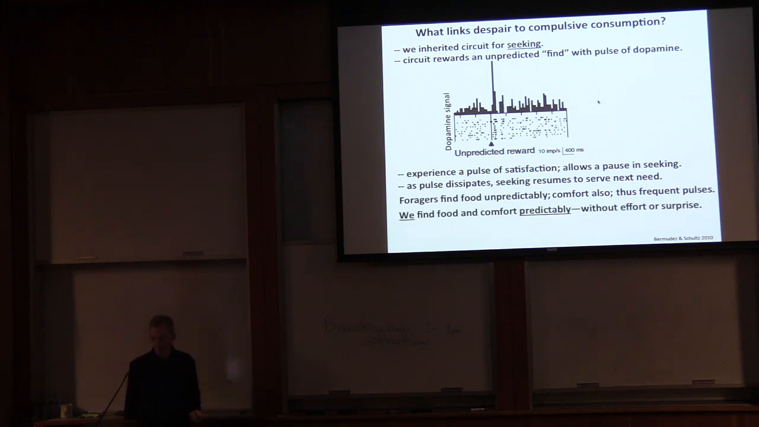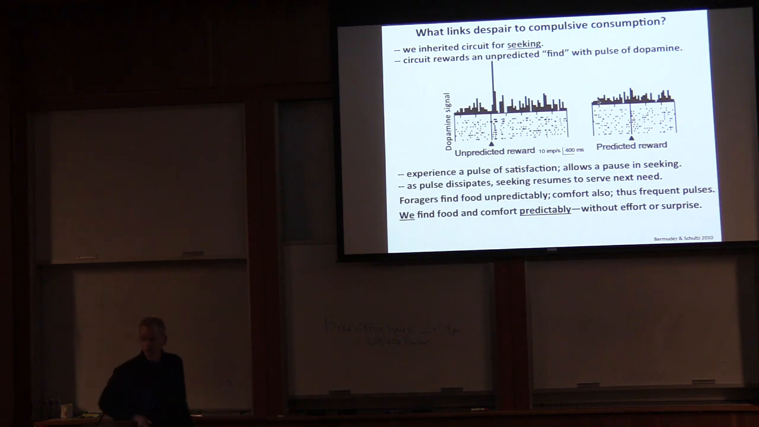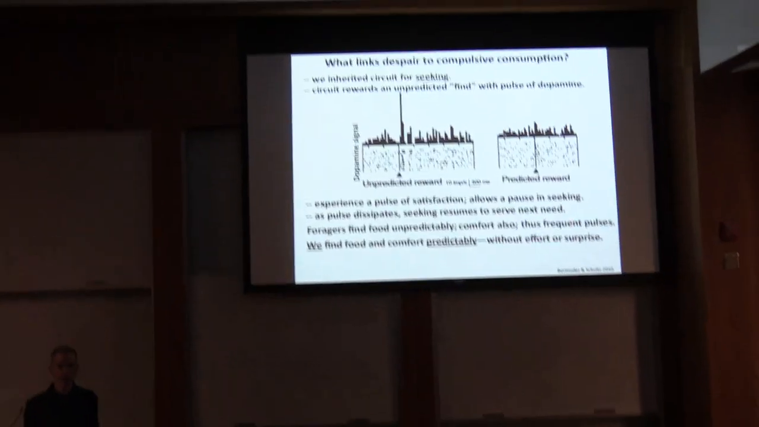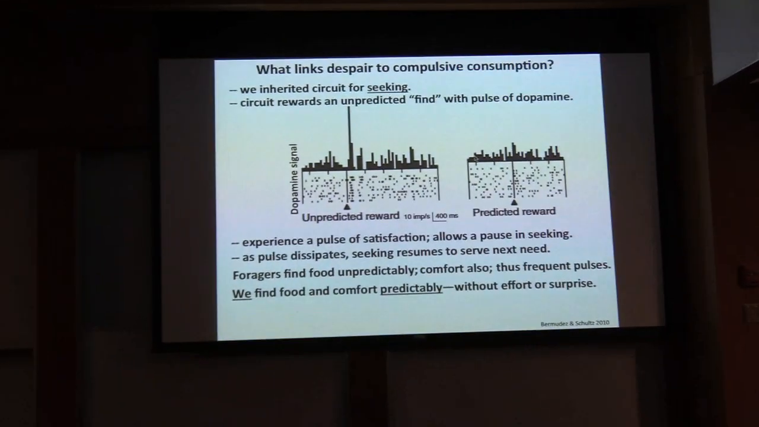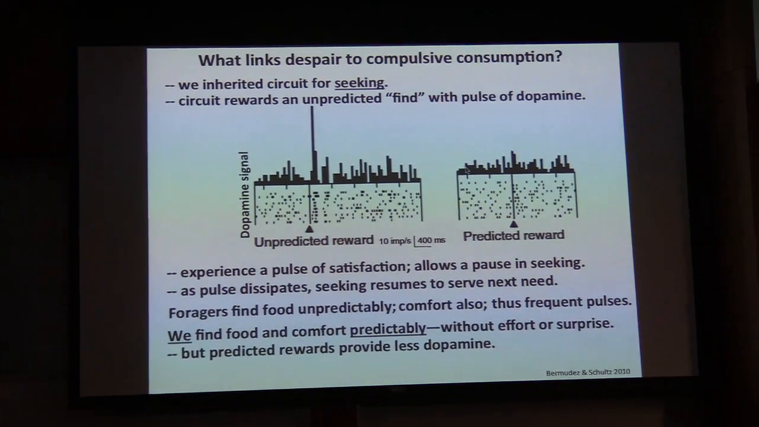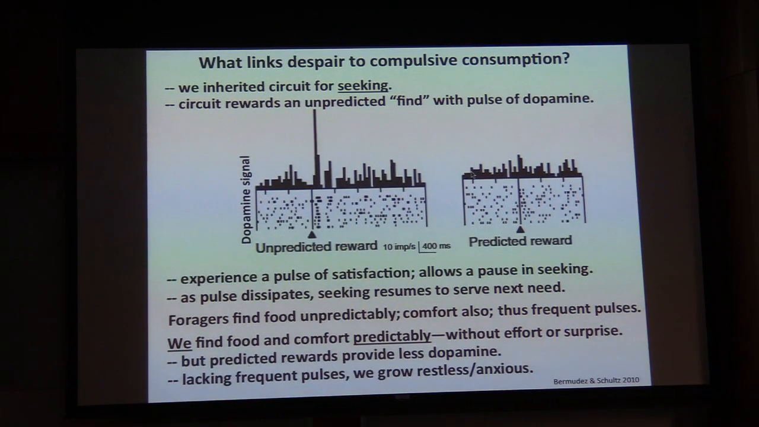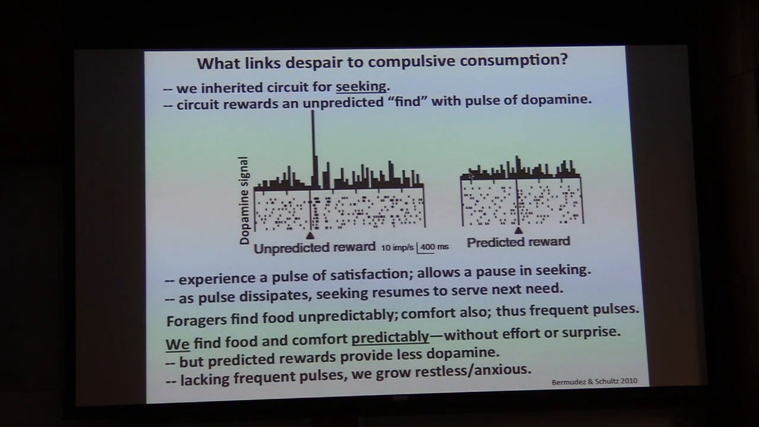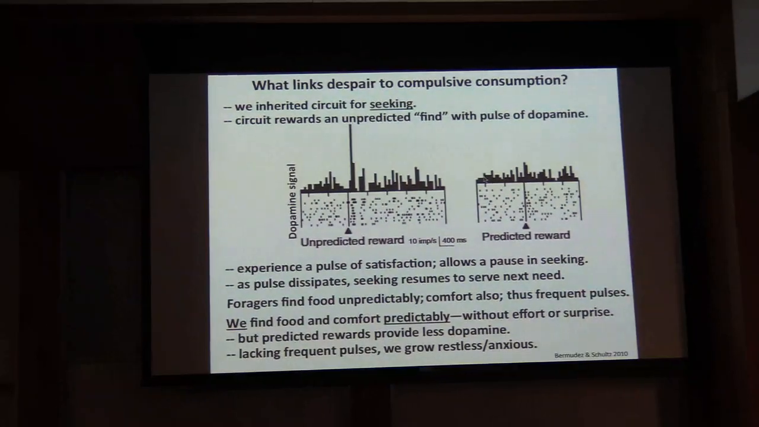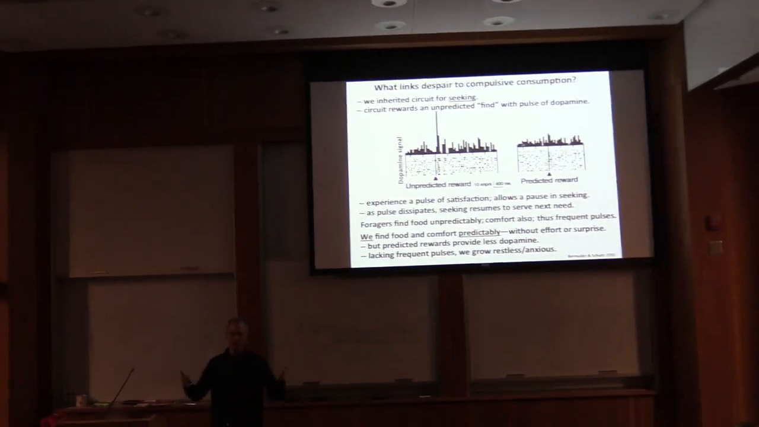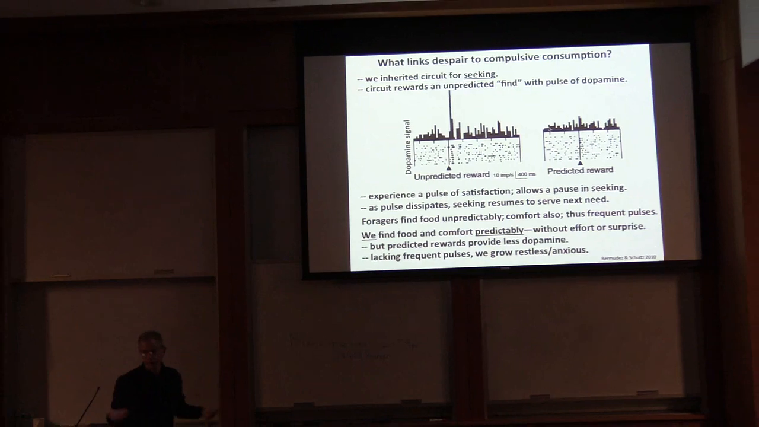We find food predictably, without any effort or without any surprise. And the problem is, it's very convenient, but predicted rewards don't give you dopamine. When you get what you're expecting and nothing more, you don't get this. And so you are lacking these pulses, and you get restless and you get anxious. For food, if food is predicted, the only unpredicted component to food is more than you expected and richer. So you go after larger portions, more sugar, more fat, and those drive surges of dopamine, and they also drive obesity.